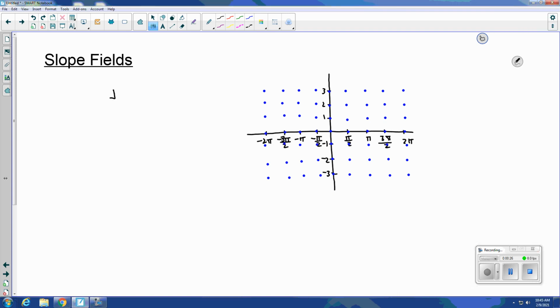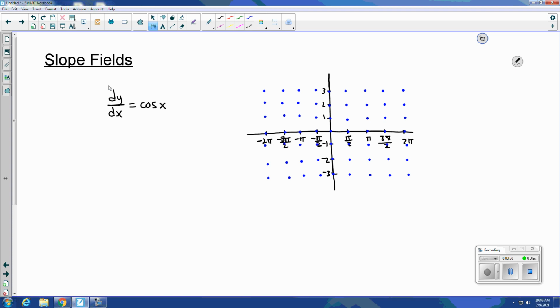Say dy/dx is equal to cosine x. Now this is a differential equation that is not difficult to solve, but I think knowing the solution and then drawing comparisons to our slope field, we'll see why the slope field is useful for equations that we are unable to solve. So how do we generate the slope field?